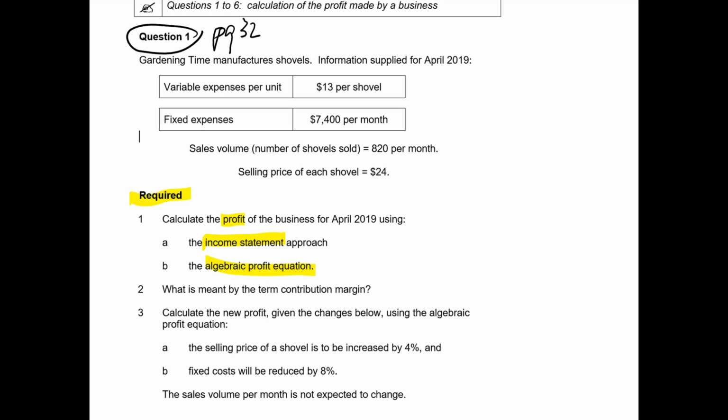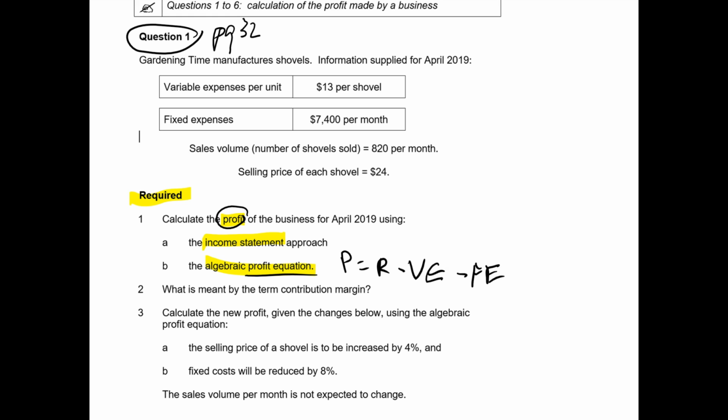For the income statement approach, you need to come up with the income statement, and for the profit equation approach, you only need to have the formula. In requirement number 1, they ask you to calculate the profit. Very simple, you must know that profit equals revenue minus variable expenses minus fixed expenses.